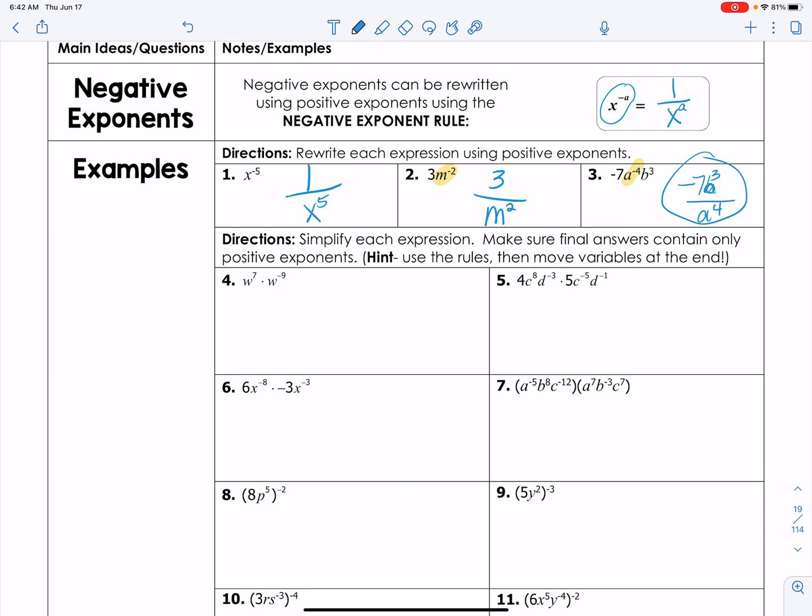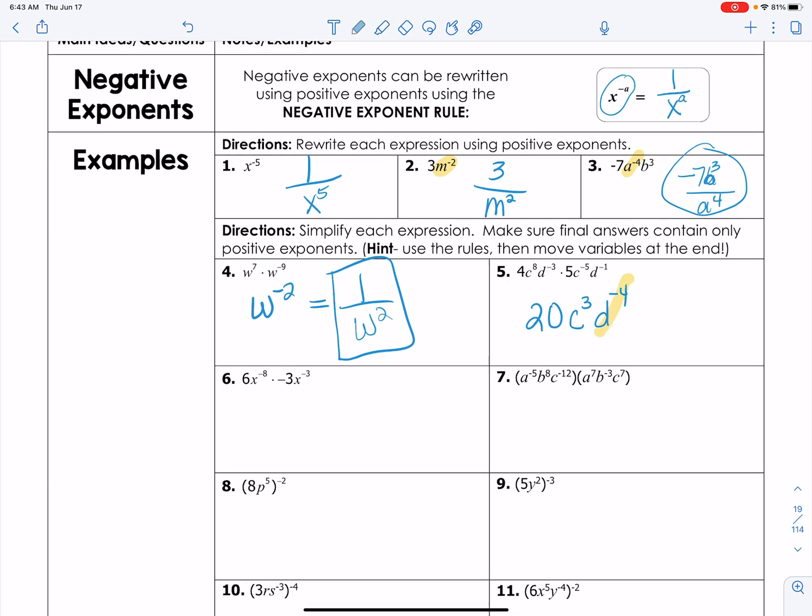It says simplify each expression, make sure the final answer has positive exponents. So if you are multiplying, you can add, so you get w to the negative 2, well, you can't have negatives, so you just have to move it to the denominator. Okay, so I would actually put stuff together first: 20, c to the 3rd, d to the negative 4. And then you're just looking for the one that's negative, and that is the only one you move.